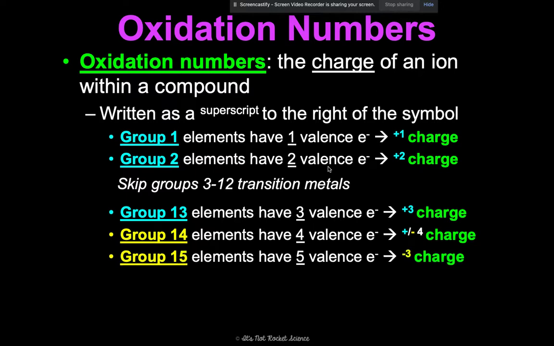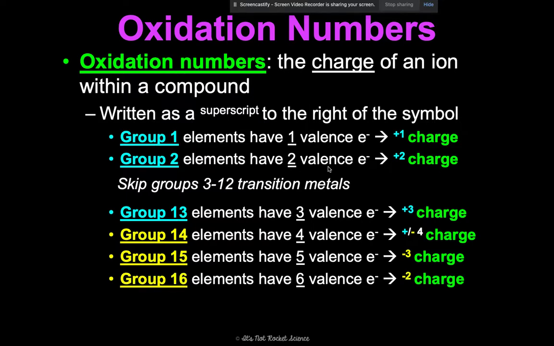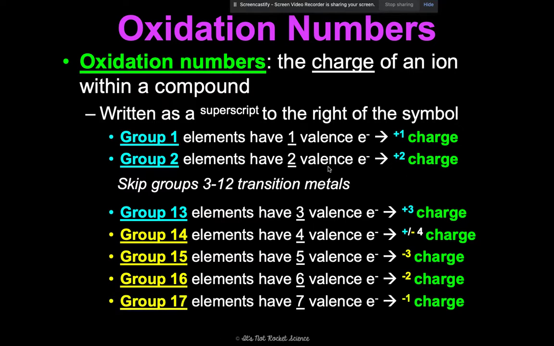Group 15 elements have 5 valence electrons, so they have a -3 charge. Group 16 elements have 6 valence electrons, so they have a -2 charge. And group 17 elements have 7 valence electrons with a -1 charge. So if you have any questions, let me know. We're going to review.